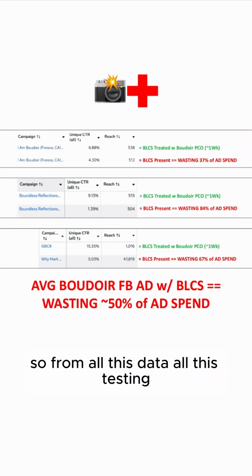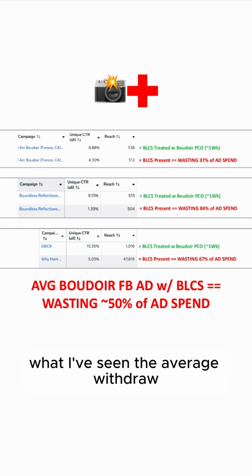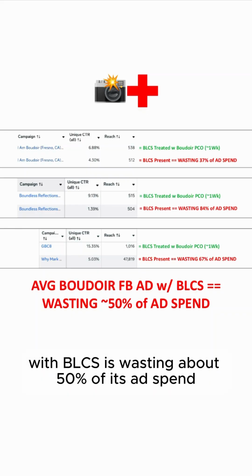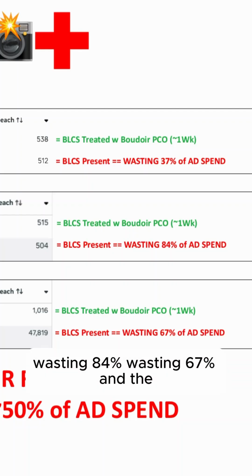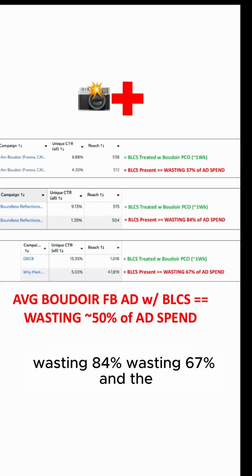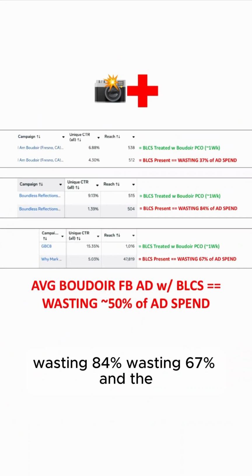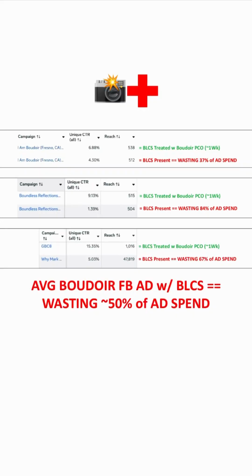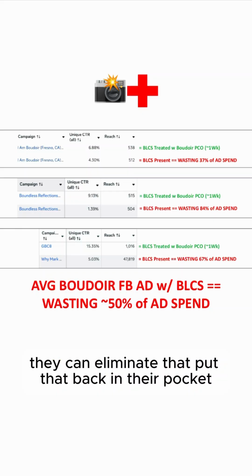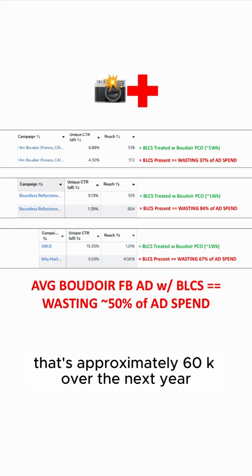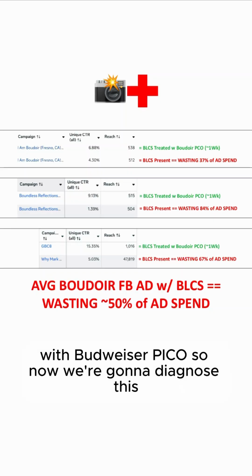So from all this data, all this testing, what I've seen, the average Boudoir Facebook ad with BLCS is wasting about 50% of its ad spend. I mean, check out these numbers here: wasting 37%, wasting 84%, wasting 67%. And so if they're spending more than 10 grand a month on Boudoir Facebook ads, then on average, 5K a month is being wasted. They can eliminate that, put that back in their pocket. That's approximately 60K over the next year with Boudoir Pico.